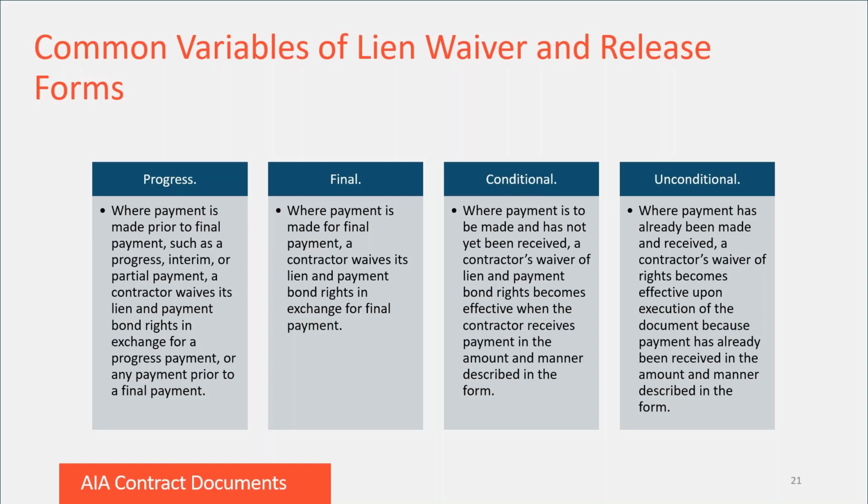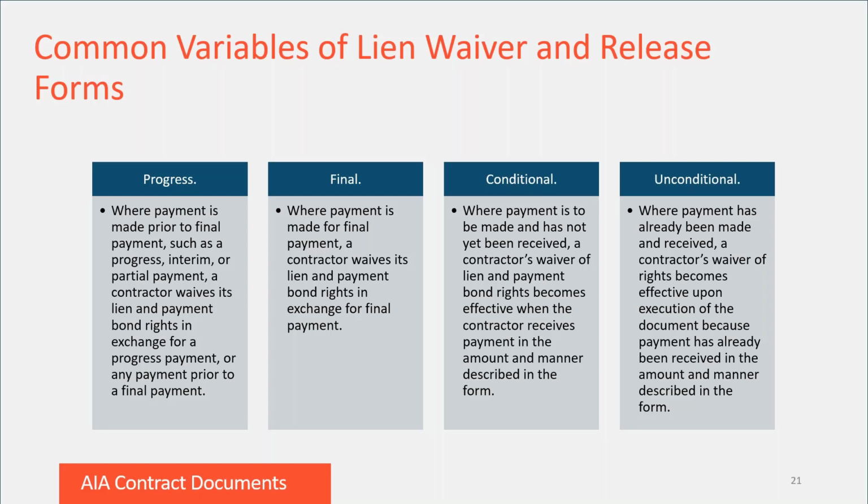Progress payment lien waiver forms are used where payment is made prior to final payment, such as a progress, interim, or partial payment, and the contractor waives its lien and payment bond rights in exchange for that progress payment. Final payment lien waiver forms are used where the payment is made for final payment and the contractor waives its lien and bond rights in exchange for final payment.